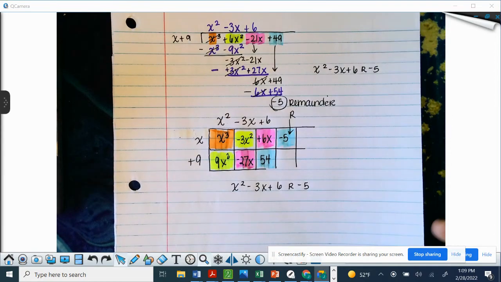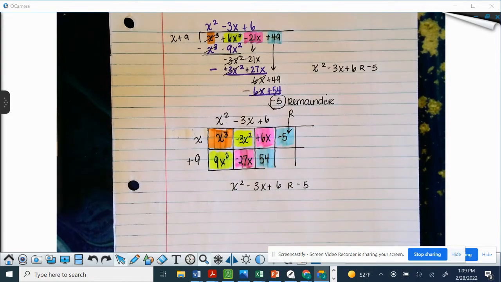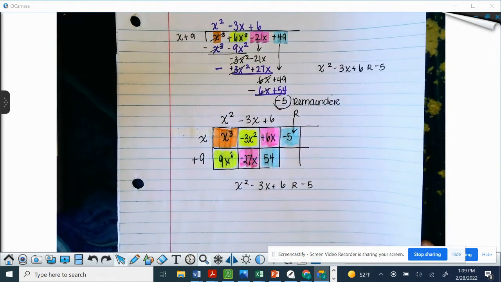Do you see where they match and you're seeing the same numbers kind of repeating themselves, but in, like I said, a different order? Yes. Sweet.